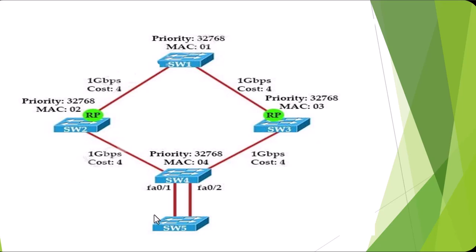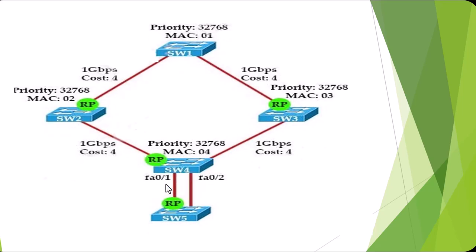because here FastEthernet 0/1 has the lowest port ID compared to FastEthernet 0/2. So this port will be put into the root port, if we suppose that they have the same bandwidth, because it is the same switch. But this one has the lowest sender port ID. The port ID is 01, which is lower than 02, so this one will be put into the root port.